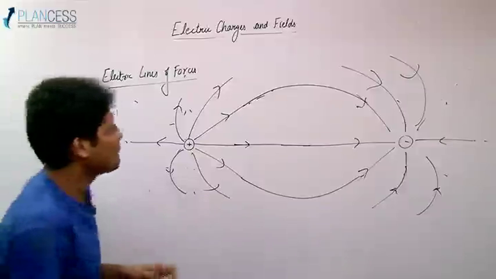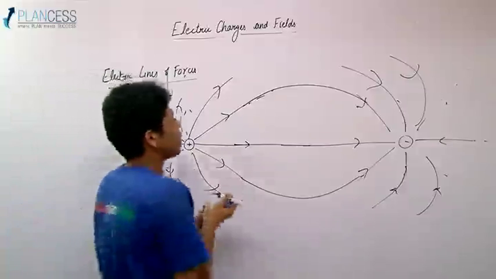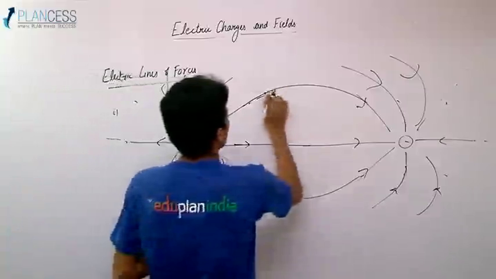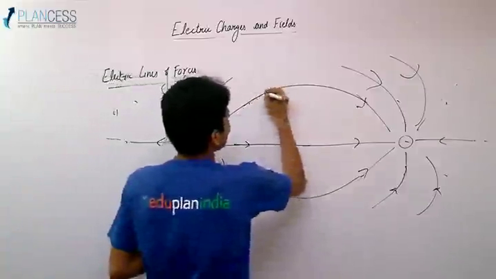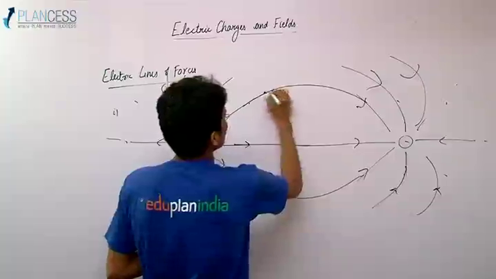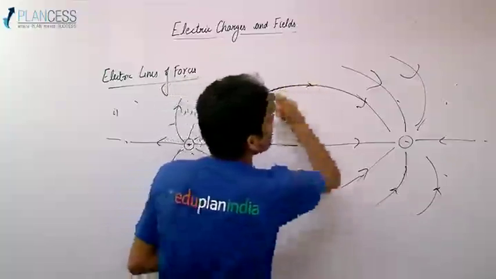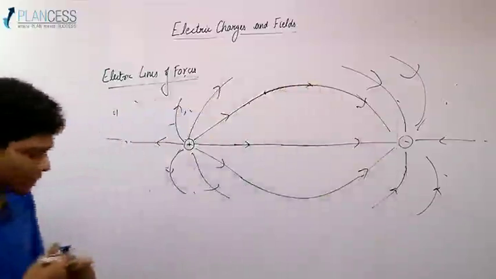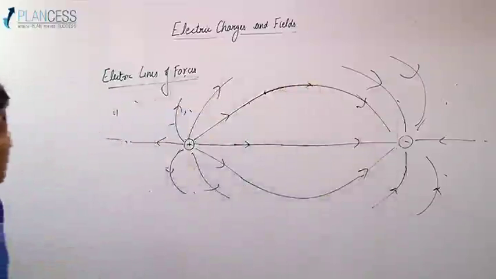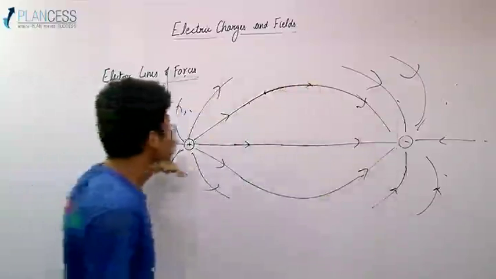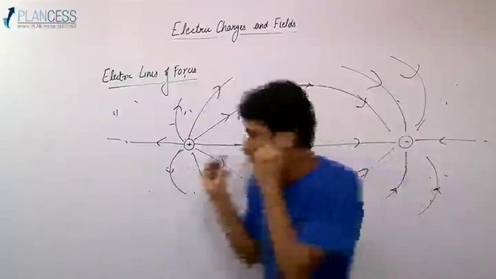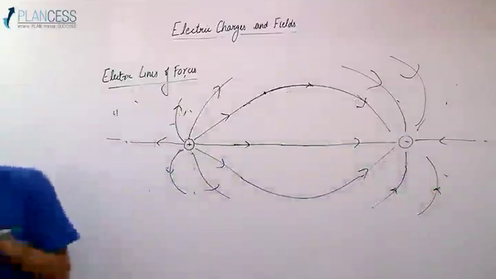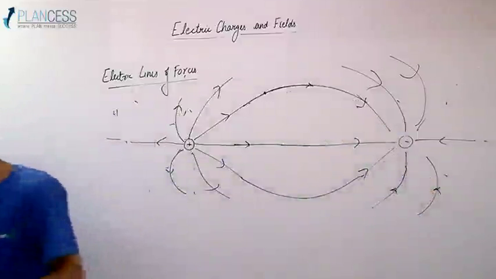As you can see, let's say if I talk about this point, if I place a unit positive charge here, it will start moving in this direction until it reaches minus Q. So you can see that electric lines of forces originate from the positive charge and terminate at the negative charge. So this is one of the properties of the electric lines of forces, as we know.